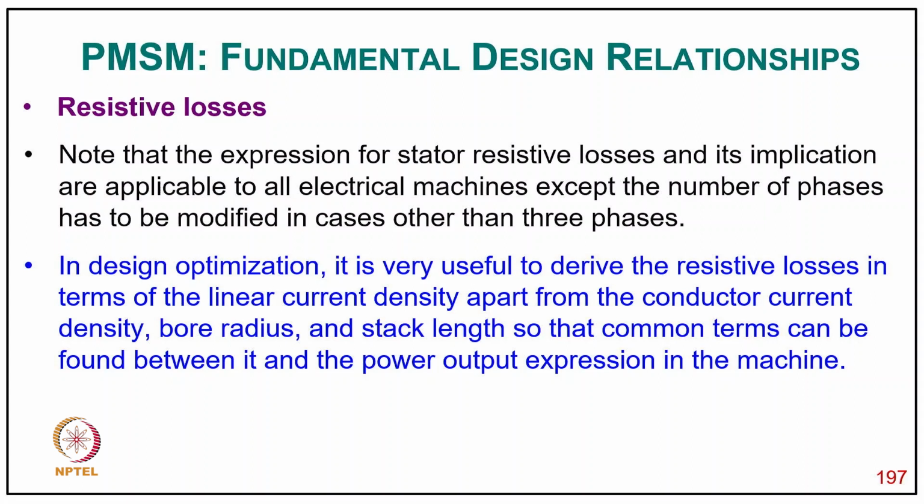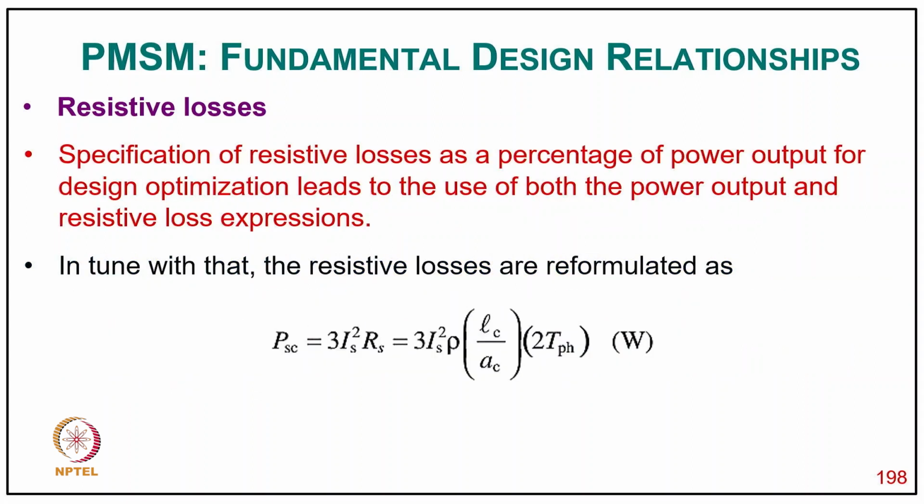In design optimization, it is very useful to derive the resistive losses in terms of linear current density, apart from the conductor current density, bore diameter, and stack length, so that common terms can be found between it and the power output expression in the machine. So the specification of resistive losses as a percentage of power output for a design optimization leads to the use of both the power output and the resistive loss expression.